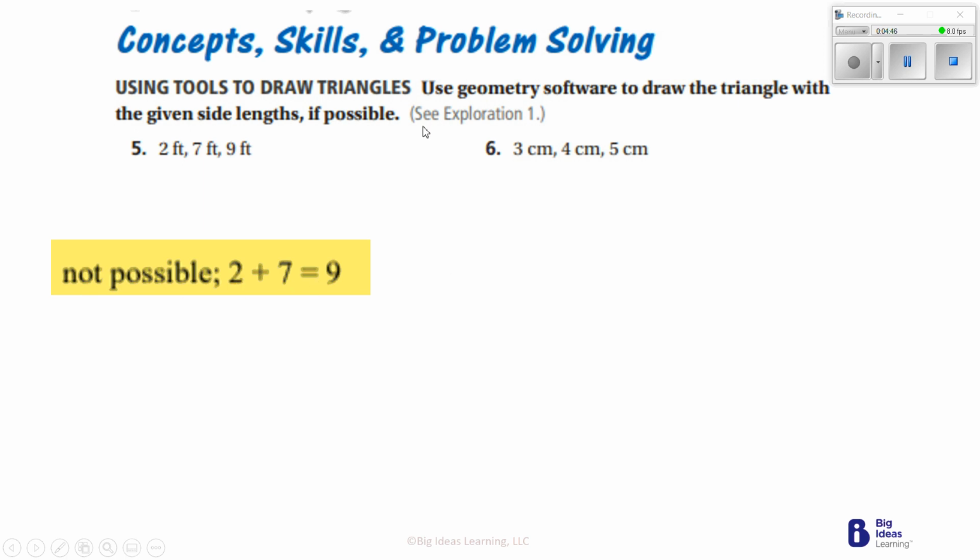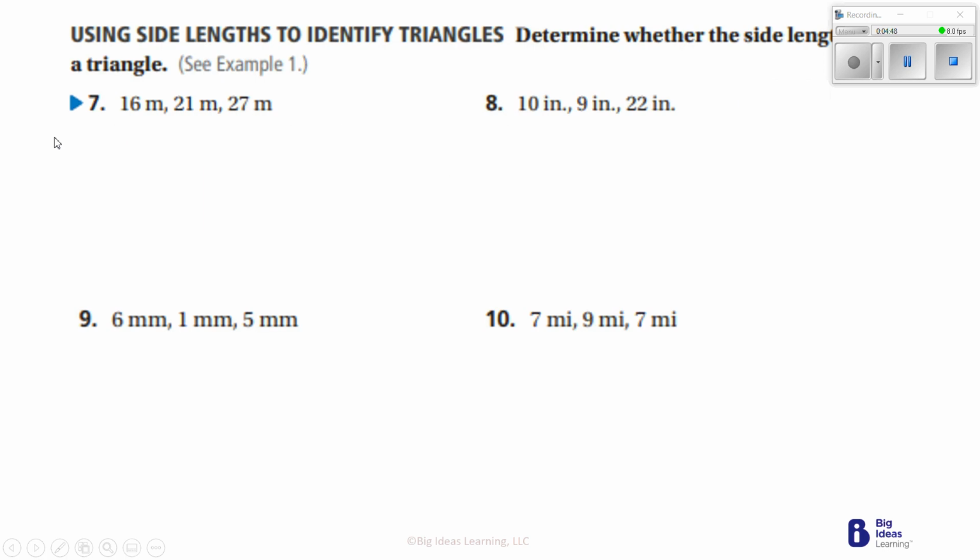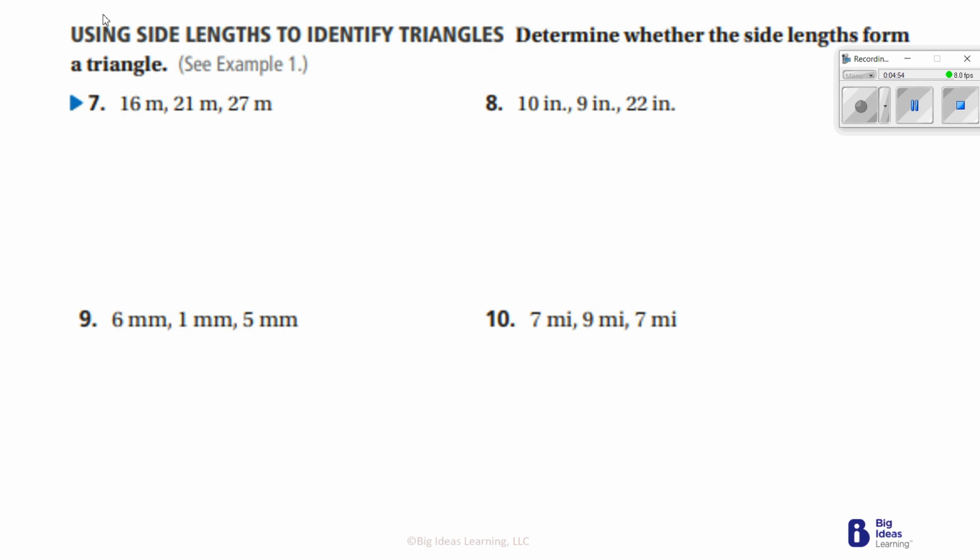All right, let's go to number 7. Number 6 was yours. Identify side lengths to identify triangles. Determine whether the side lengths form a triangle. I have 16, 21, and 27. Can these form a triangle?